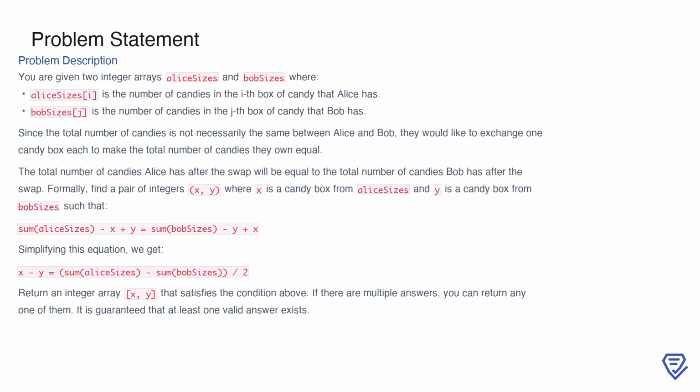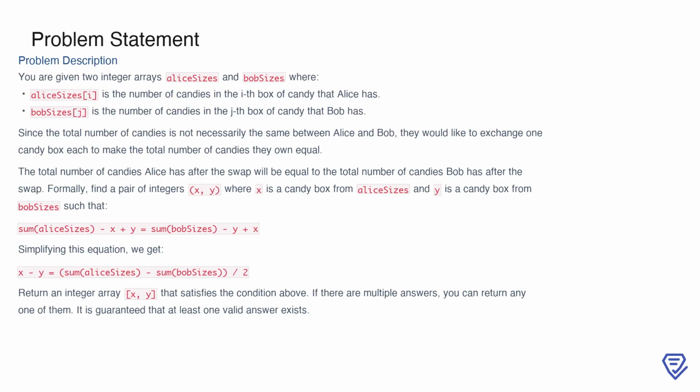In this problem, Alice and Bob each have a collection of candy boxes, represented by two integer arrays called aliceSizes and bobSizes. Each element in these arrays represents the number of candies in one box. The goal is for Alice and Bob to exchange one box of candy with each other so that, after the swap, they both have the same total number of candies. To achieve this, we need to find one candy box x from aliceSizes and one candy box y from bobSizes such that the sums of their candies become equal after the swap.